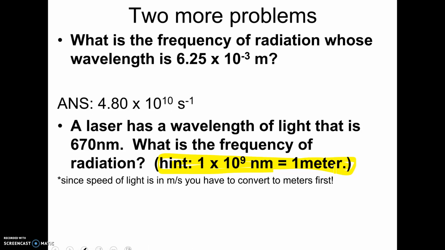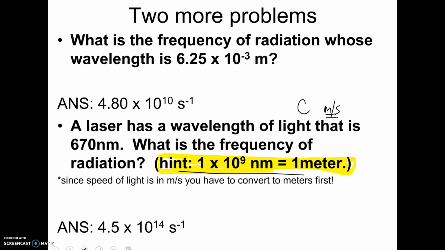So our first one, the correct answer should be 4.80 times 10 to the 10th seconds to the negative 1, or hertz. And then our second one should be 4.5 times 10 to the 14th seconds to the negative 1. Now, in another slide, we're actually going to go over how to do these conversions, but I'll do a quick walkthrough right now. So if I need to convert this to meters, and the reason I have to do that is because my wavelength and my frequency, my formula, remember, speed of light was in meters per second. So I can't plug in 670 nanometers because that's not one of the units I'm using. I need to convert that to meters so it will appropriately plug into my formula.